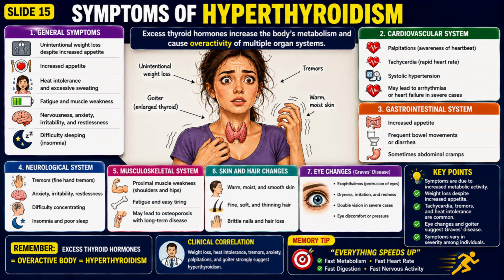The symptoms of hypothyroidism occur because excessive thyroid hormones increase the body's metabolic rate and stimulate multiple organ systems. One of the most characteristic features is unintentional weight loss despite an increased appetite. Although patients eat more, their bodies burn energy at a much faster rate due to increased metabolism. Many individuals experience heat intolerance and excessive sweating because the body generates more heat than normal. The cardiovascular system is significantly affected. Patients commonly develop palpitations, rapid heart rate, and increased blood pressure. In severe cases, abnormal heart rhythms may occur.